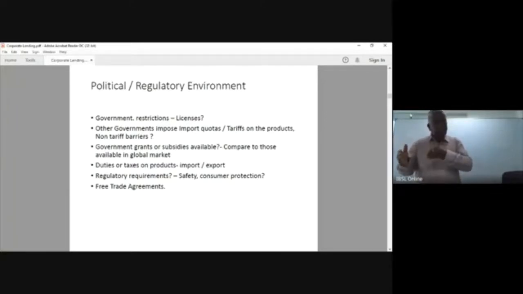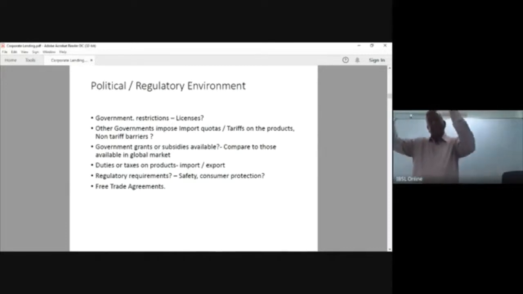Compare those available in the global market. For example, in our country, for a particular industry, the government is giving some subsidy or grants to promote that industry. For the same industry in Vietnam, the Vietnam government may also give incentives by way of subsidies or grants. If the Vietnam government is giving more subsidy or grant than ours, they are at an advantage.